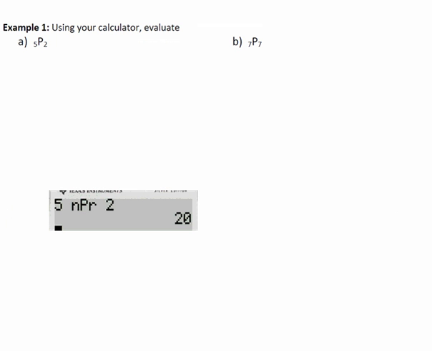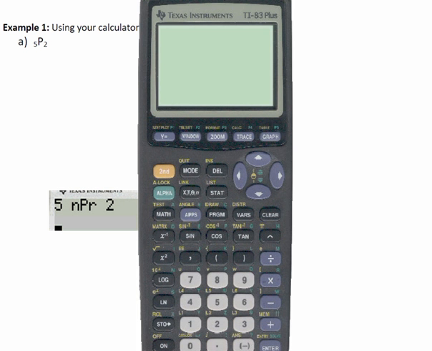Okay, let's take a look at some examples here. All right. Could everyone try 5P2 on their calculator now? If you need help, I will help you with that. It's possible to use a scientific calculator here. You don't have to have a graphing calculator. The scientific ones do have P functions on them.